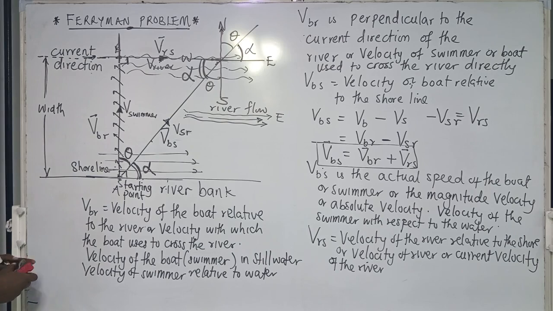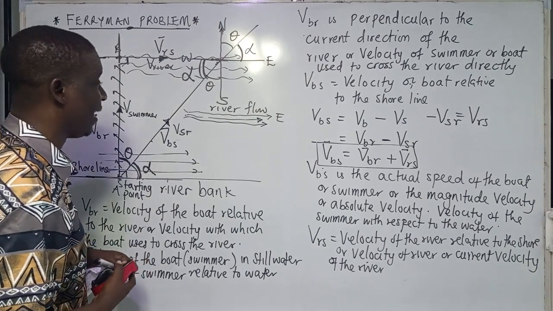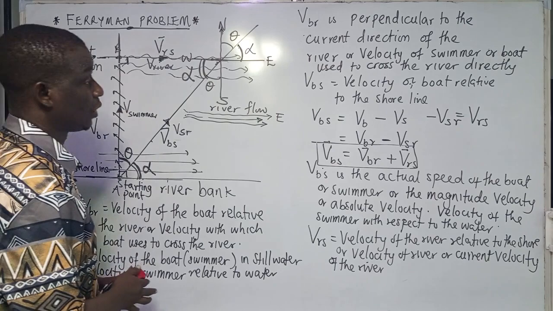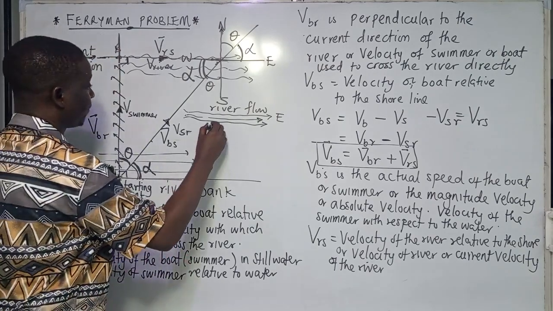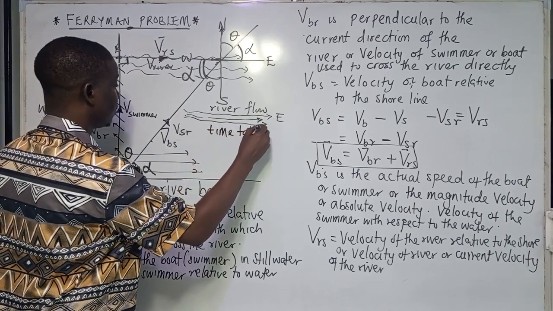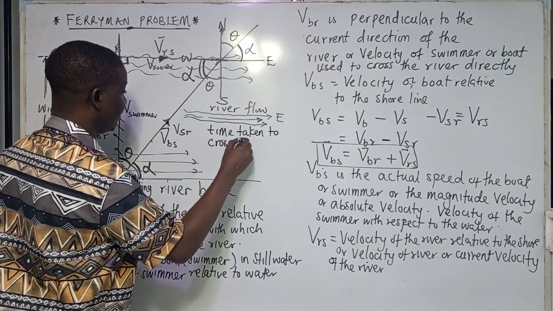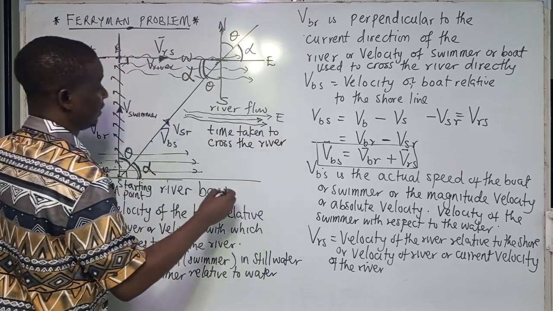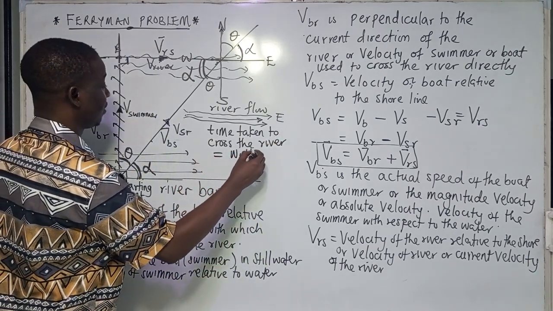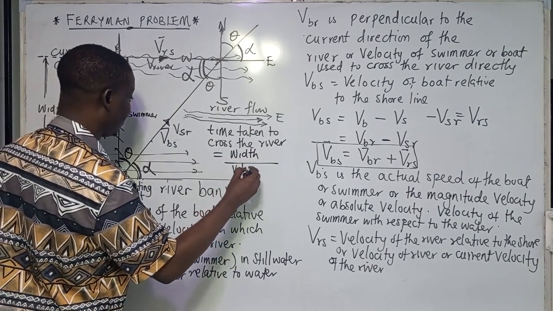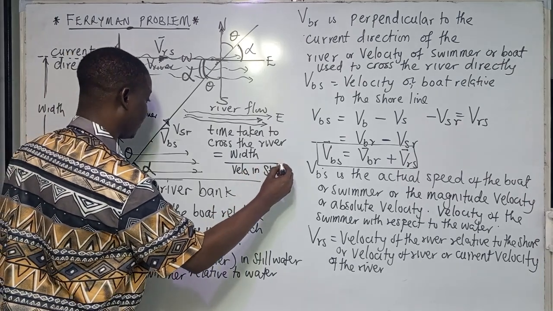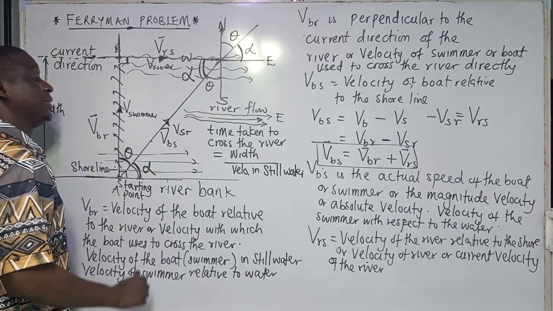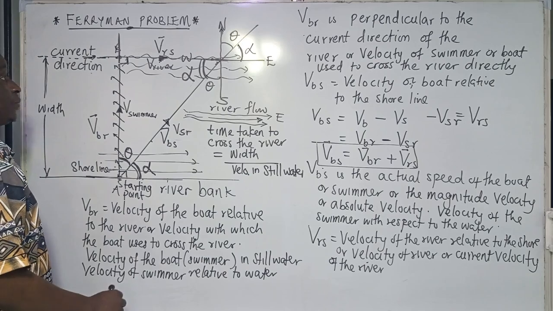Now, how do we use the width to solve for the time? This is simply the width divided by the velocity in still water. So if I divide the width by the velocity in still water, you are going to have that. What I'm saying now is that the time taken to cross the river is equal to width divided by the velocity in still water. That is how to calculate the time taken to cross the river directly.